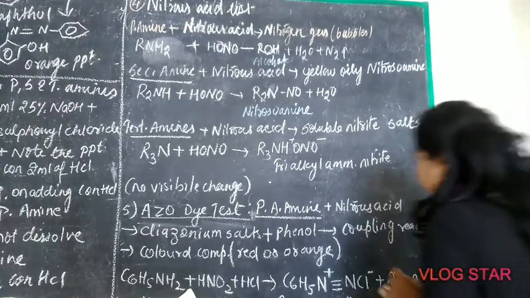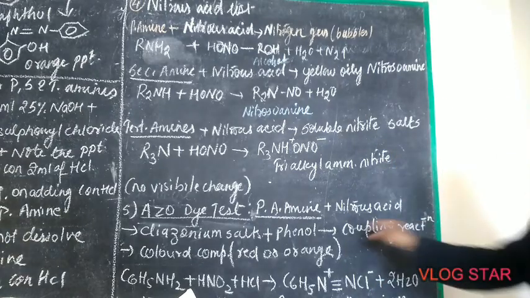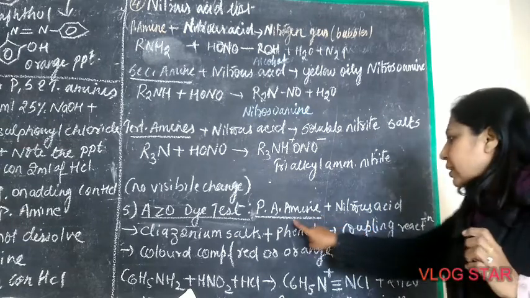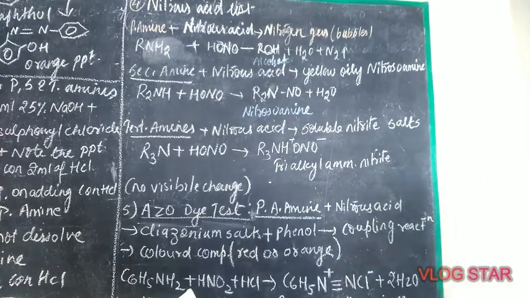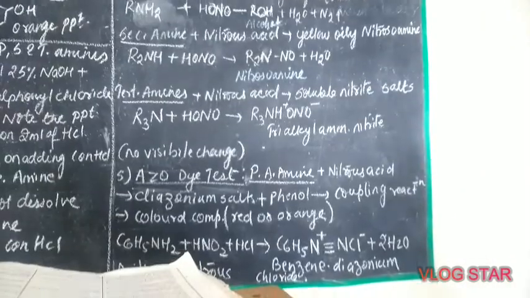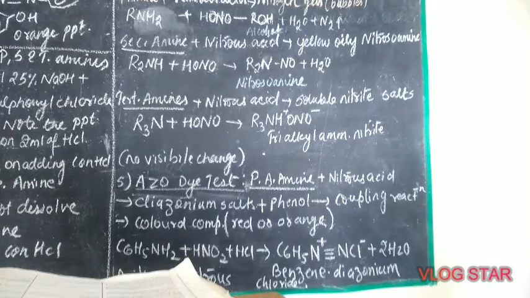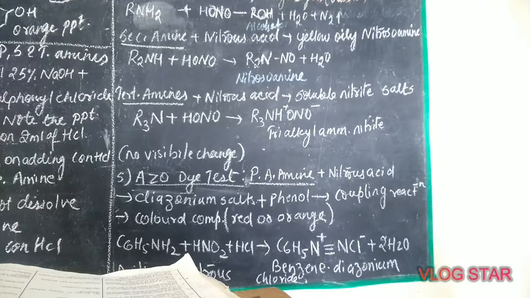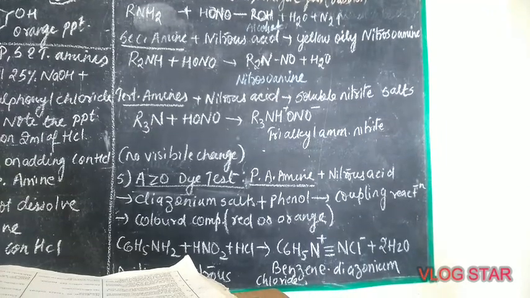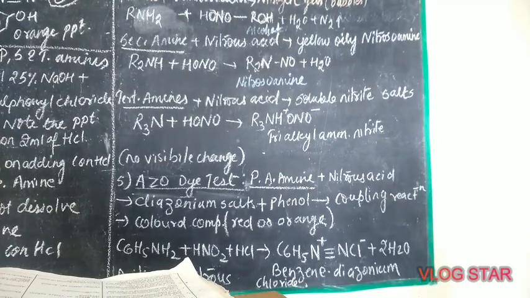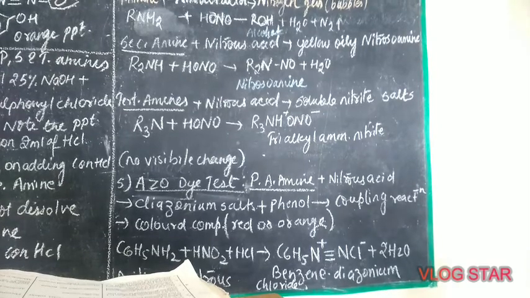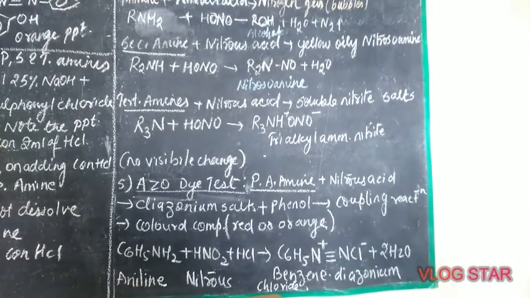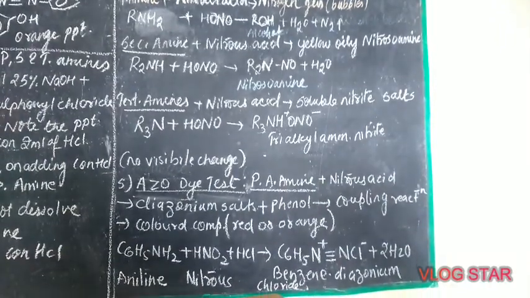This test is given by primary aromatic amine. When you add nitrous acid to primary aromatic amine, a diazonium salt is produced. Now to that diazonium salt, if you add phenol, it gives a coupling reaction forming certain colored compounds. That compound may be red or orange in color.